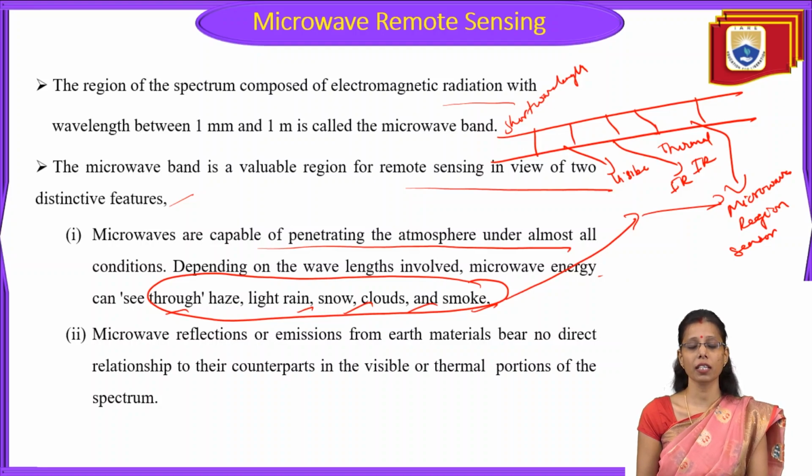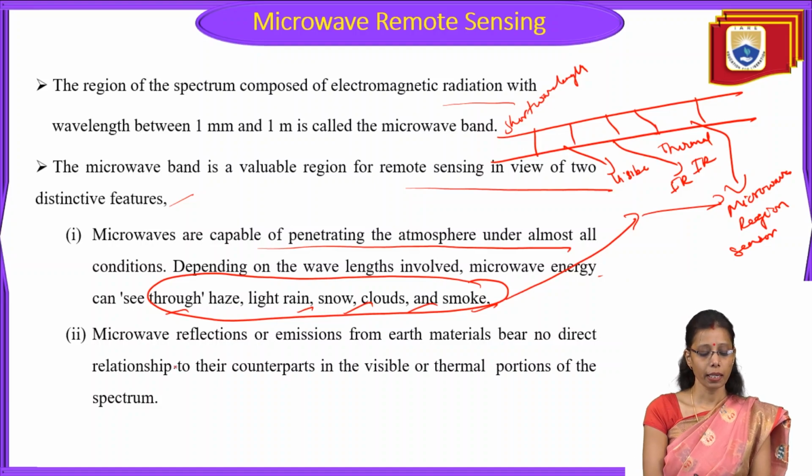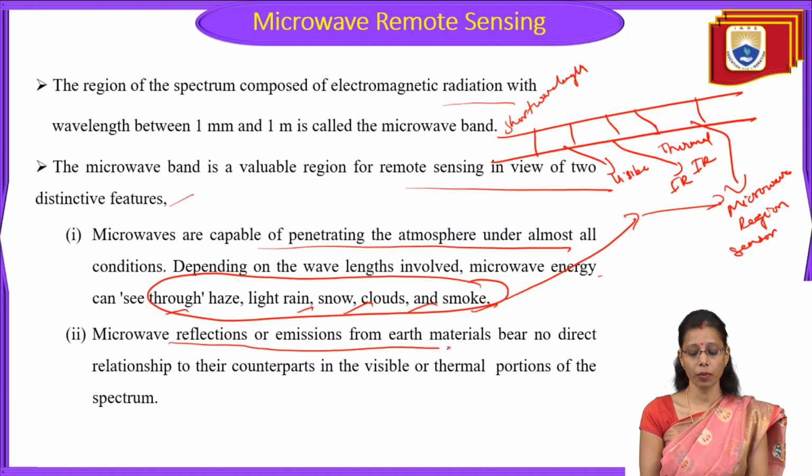Microwave sensors are active sensors. They will work 24 hours. They have all-day, all-weather capability. So it will give any type of information anytime required. Microwave reflections or emissions from earth materials bear no direct relationship to their counterparts in the visible or thermal portions of the spectrum.